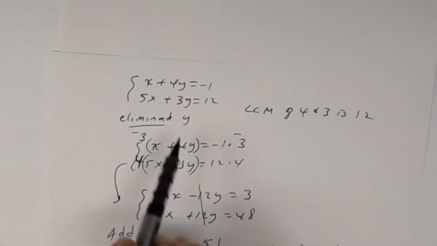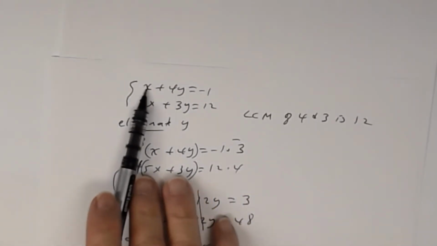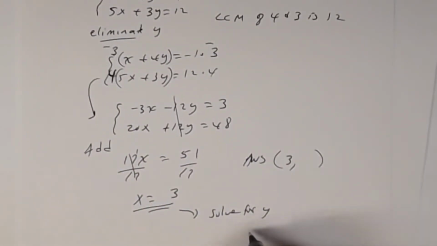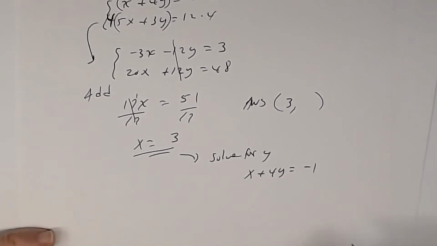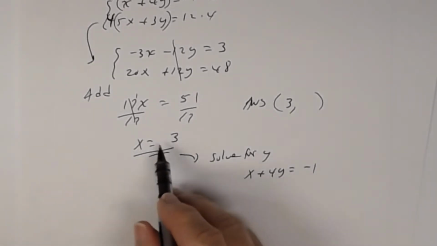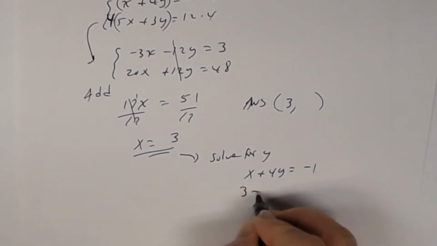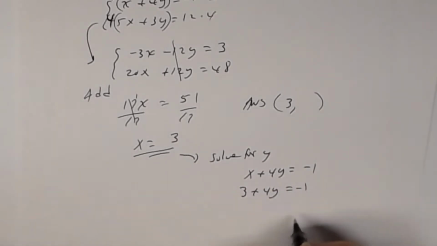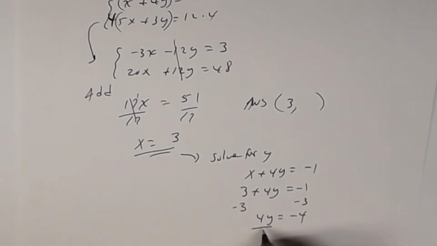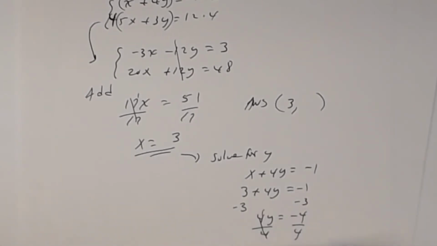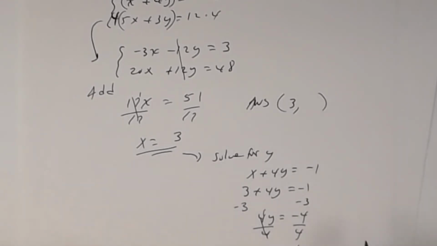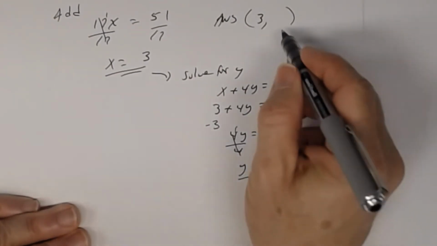Well, to find the y coordinate, now I've got to solve for y. So to solve for y, you go back to one of these equations. So let's use the first one. x plus 4y equals negative 1. In place of x, I'm going to substitute 3 this time. So I get 3 plus 4y equals negative 1. Subtract 3 from both sides. I get 4y equals negative 4. Divide both sides by 4. I get y to be negative 1. And so there's my y coordinate.